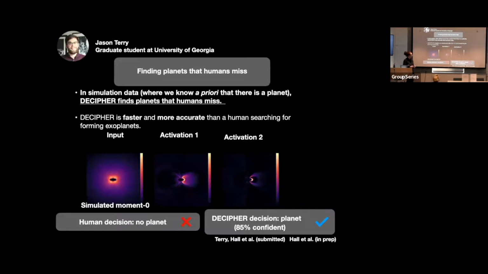So we find planets as well that humans miss, that we know for sure humans have missed. In simulation data, we know a priori that there is a planet there. So it will find planets that humans miss. It's faster and more accurate than a human searching for forming exoplanets in this synthetic data. What's interesting is that I looked at this, it was double blind. I was just given a load of data: look at this, is there a planet there or not? I said there wasn't, and I was wrong. And our machine learning architecture was right.